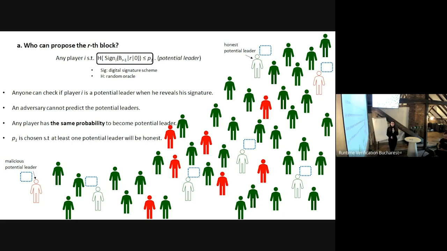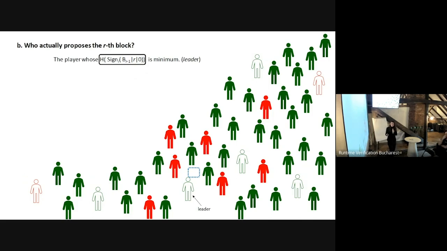Another thing to note is that any player has the same probability to be chosen as a potential leader, so as to propose a block. And this constant P1 is chosen so that we have at least one honest player to be selected to propose this block. Of course, all these blocks may look different from each other, so one of them should be chosen in order to perform the Byzantine Agreement protocol on, so that the players would agree on. So the block is chosen so that it belongs to the player with the minimum hash value. In this case, this player is called leader.